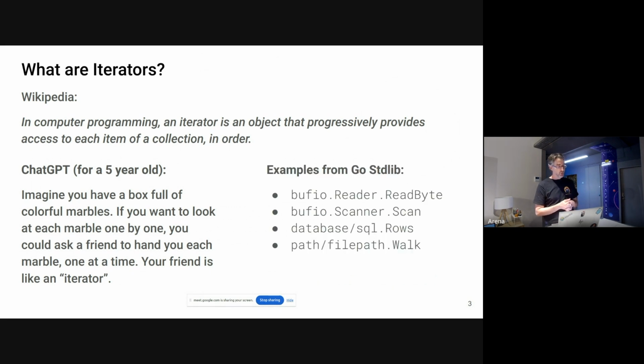Even before Go 1.23, there are examples in the Go standard libraries where there are iterators. For example, in the bufio package, but also if you do database queries and you have some rows, you iterate over it, or if you traverse a file system with walk, you get all these entries in the directories and you iterate over those.